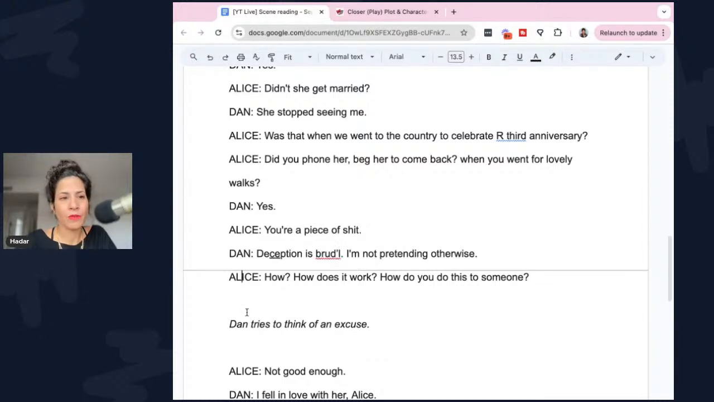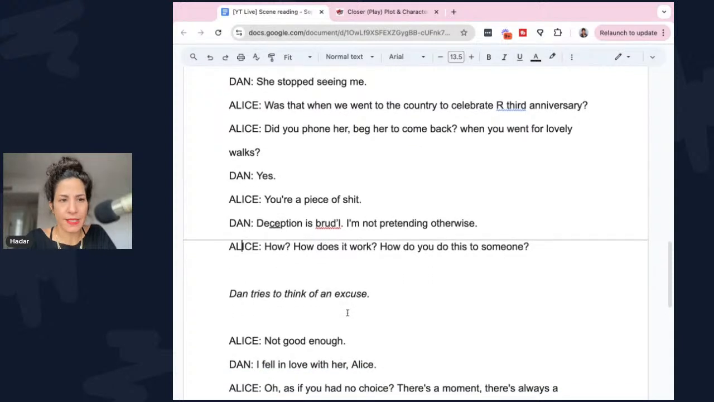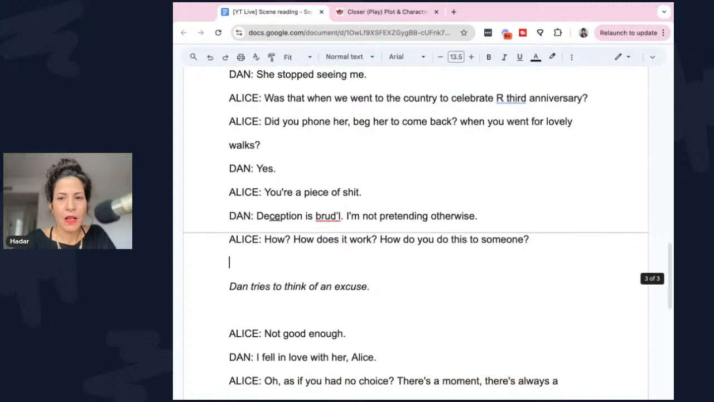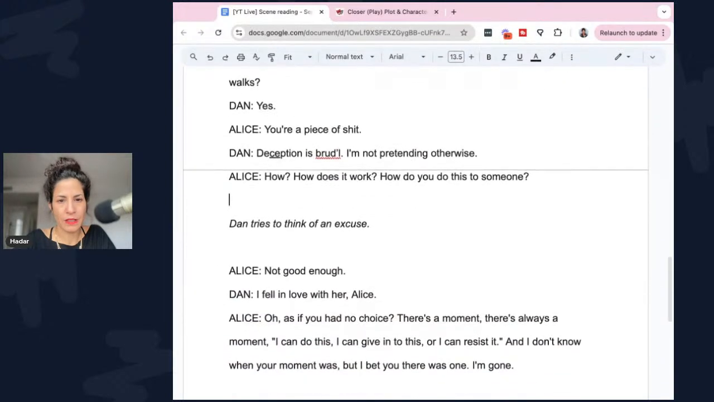Alice, how? How does it work? How do you do this to someone? Right? So these questions are charged. If you ever had to ask someone a profound question, okay? What happened to your voice? How did that sound like? Try to put it in those words. How? How does it work? How do you do this to someone?